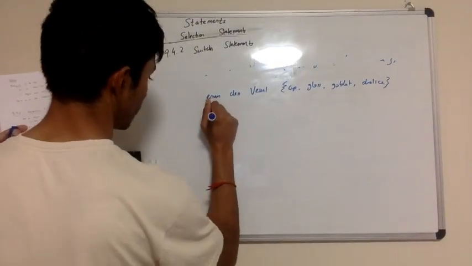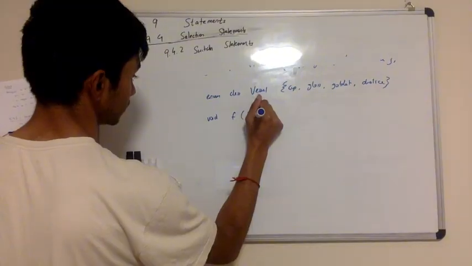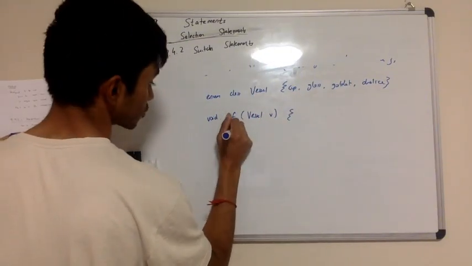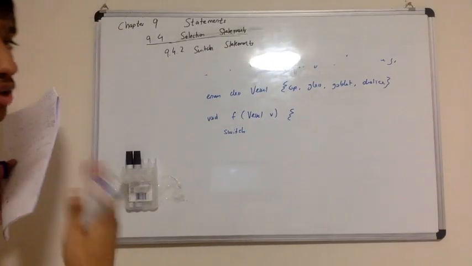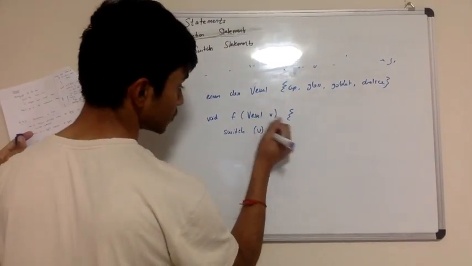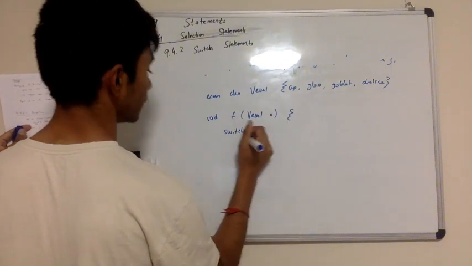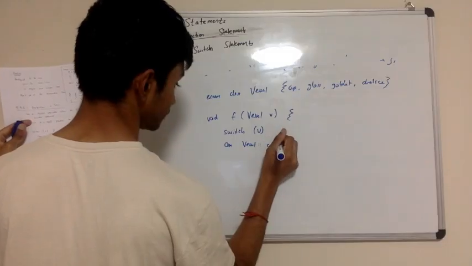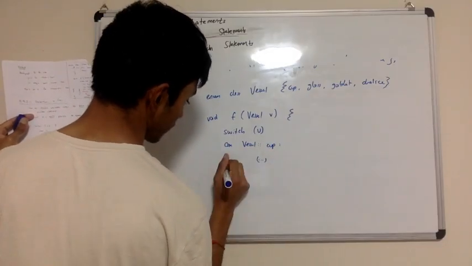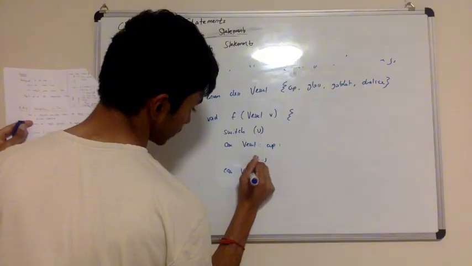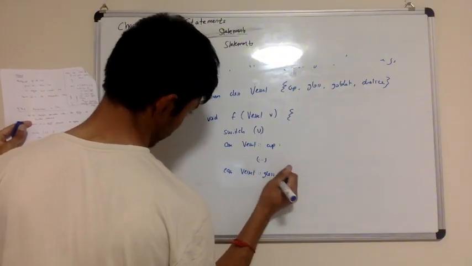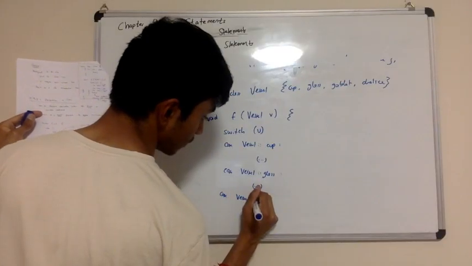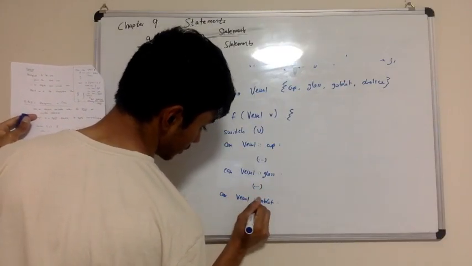Imagine we have a function void f which takes in a vessel v. And imagine we want to, based on what the actual value of v is, run some certain code. So we switch on v, checking its value and comparing it to our labels, and we say case vessel cup, colon, and then do whatever, and then including the break probably. Case vessel glass, colon, and then do whatever. Case vessel goblet, colon, and then do whatever.